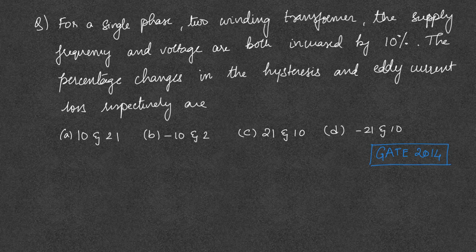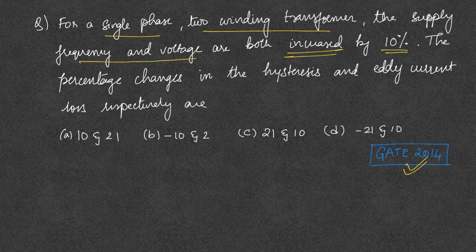So this question was asked in GATE 2014. For a single phase 2 winding transformer, the supply frequency and voltage are both increased by 10%. Now the percentage changes in the hysteresis and eddy current losses respectively are. So you have to find out the percentage change in the hysteresis and eddy current losses.